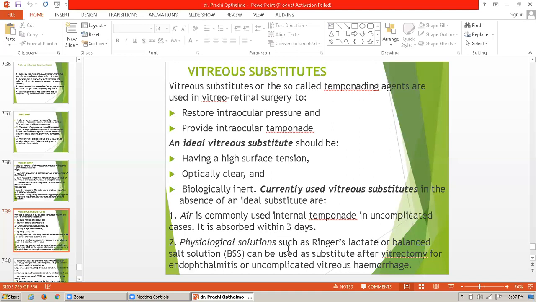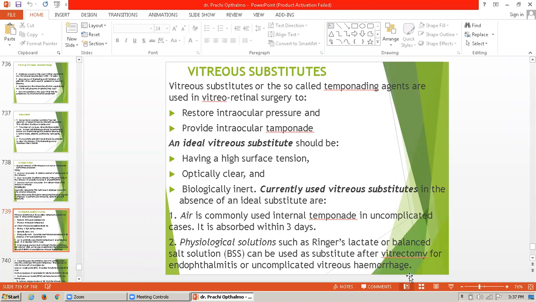Second, physiological solutions such as Ringer's lactate or balanced salt solution, that is BSS, can be used as a substitute after the vitrectomy, for endophthalmitis or uncomplicated vitreous hemorrhage.